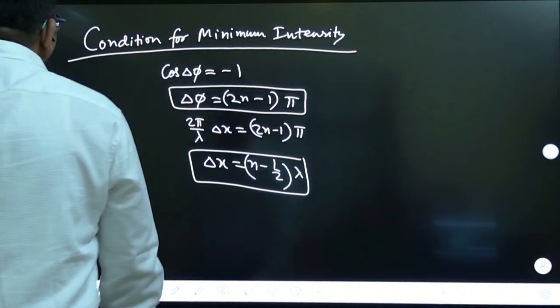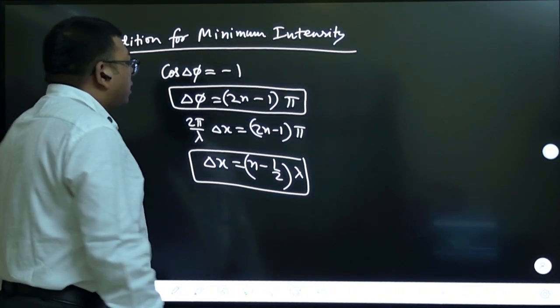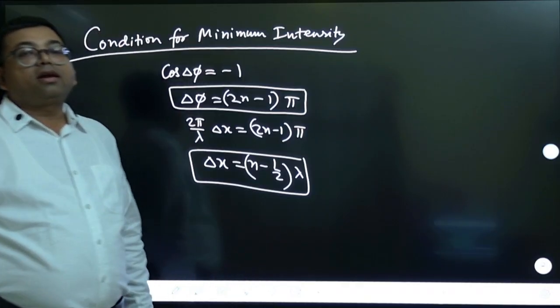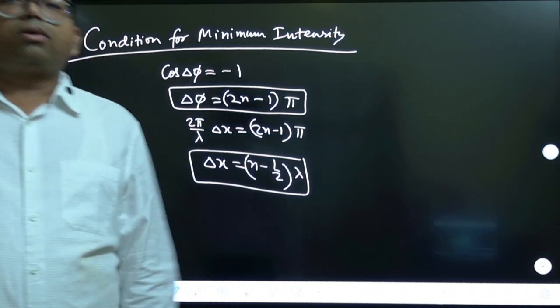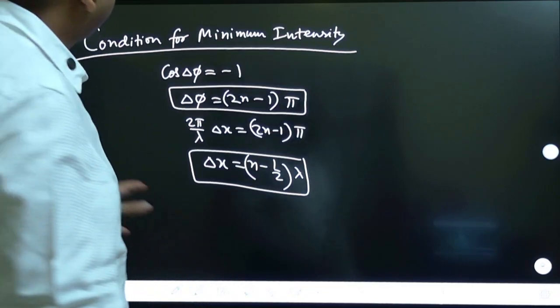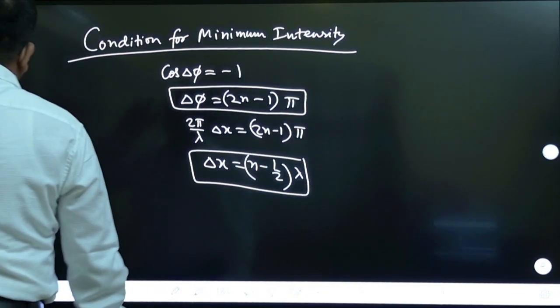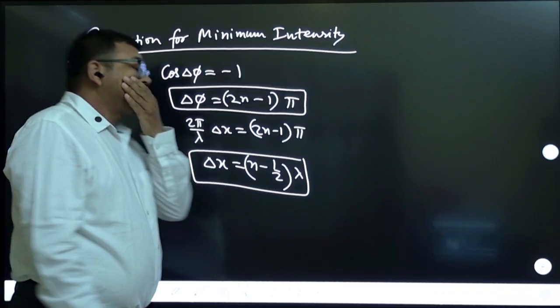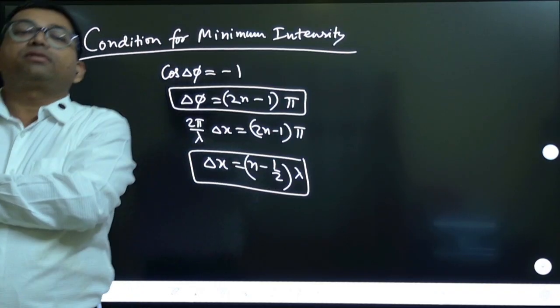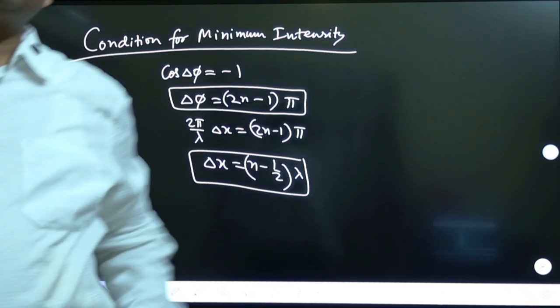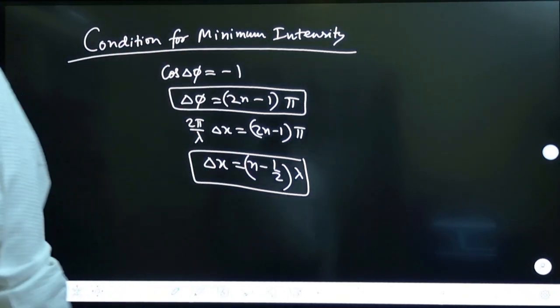So path difference condition can be calculated like this: (n minus half) lambda, and the phase difference condition, as I already told, is (2n minus 1) times π, right? That's how you can do that. Path difference, phase difference. And let us also calculate the intensity values.